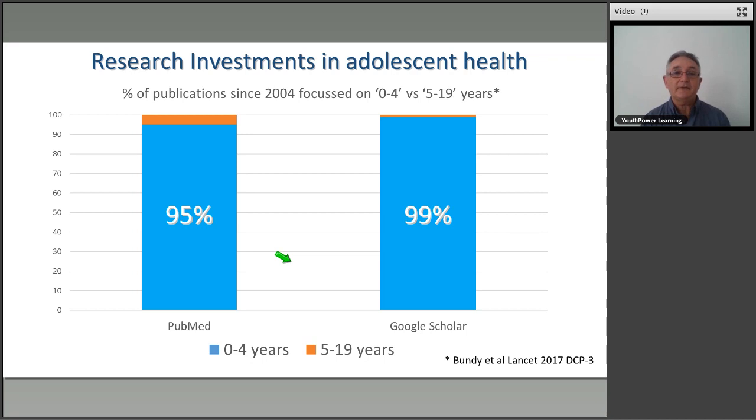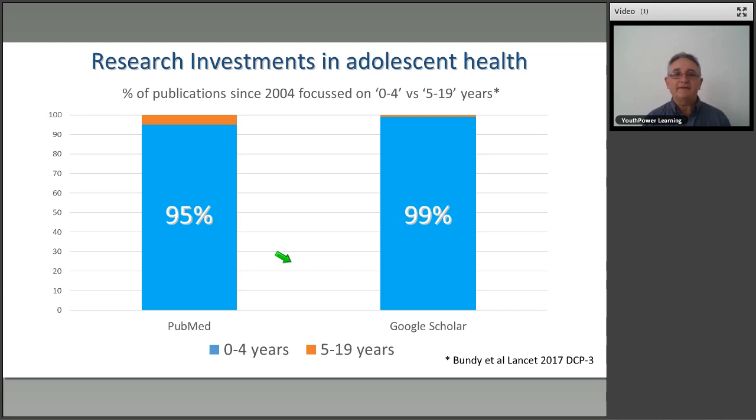Well, it depends a bit on the search engine you use, but if you look at PubMed from the National Institute of Medicine, the figure for 5 to 19-year-olds is 5%. 95% of all studies reported were actually focused on the under-5s. If you look at Google Scholar, that figure for the under-5s rises to 99%. Only 1% of studies have focused on 5 to 19-year-olds. That report appeared in the Lancet in 2017, led by John Bundy, formerly of the World Bank.